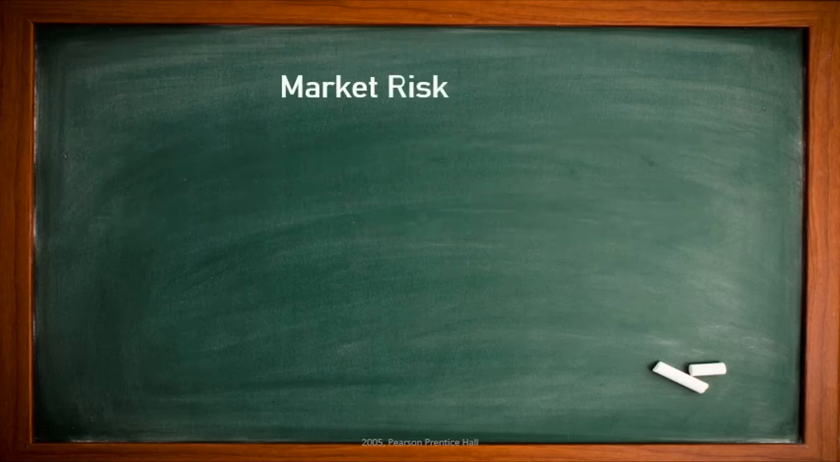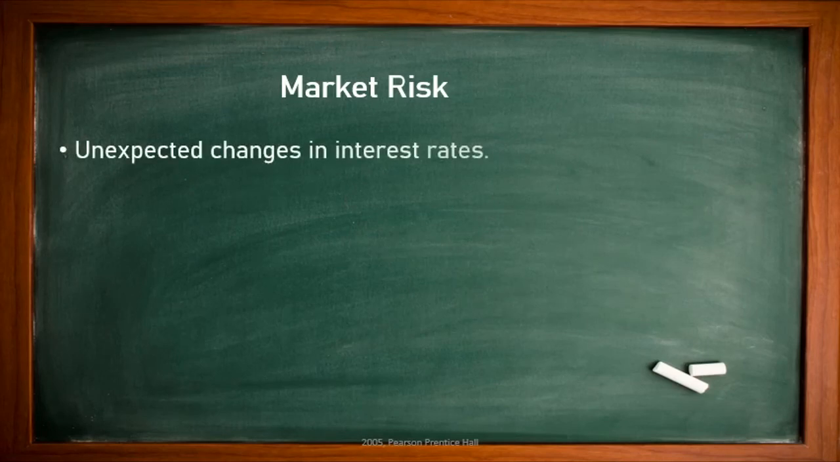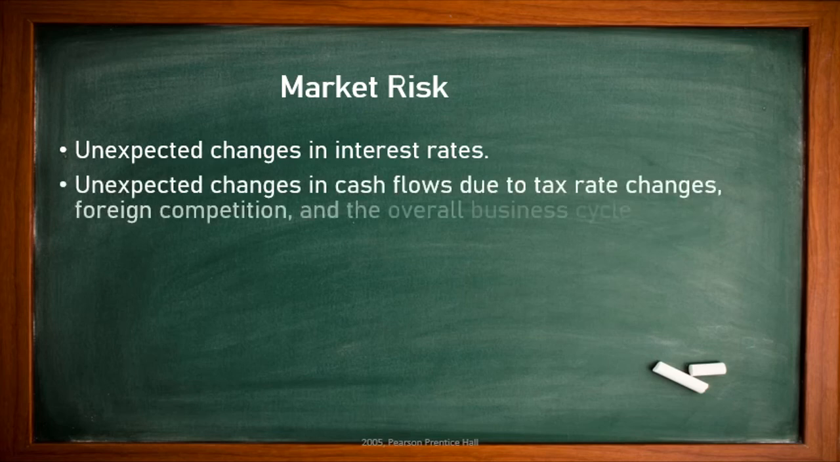Understand market risk: expected changes in the interest rate. If the interest rate is changed by the government, by the decision of the state, you cannot change that. So that is a particular risk. Unexpected changes in cash flows due to tax rate changes, foreign competition, and overall business cycles. This is a compulsory risk, a hurdle. You cannot change anything here. That is known as systematic risk.